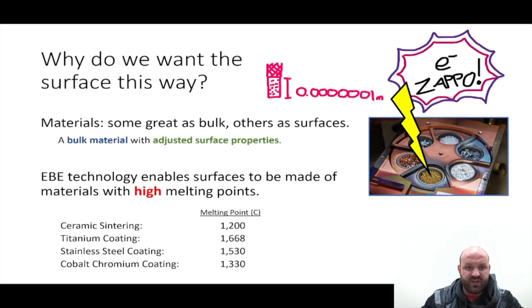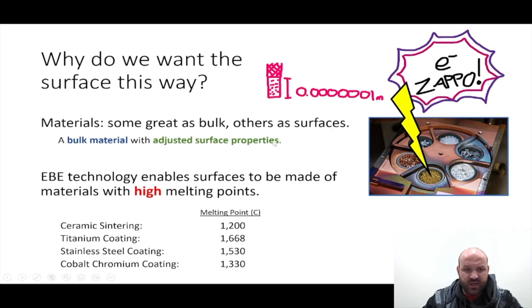Hi, this is Steven, and I'm here to talk about why we might want the surface this way, as produced through electron beam evaporation. Sometimes you might be looking for a surface that's on the order of just micrometers thick. The reason for that is that sometimes materials serve great for their bulk properties, and other times their surface properties are more valuable in different situations.